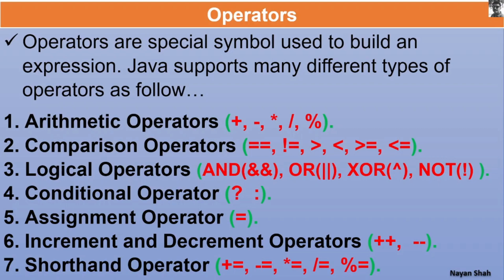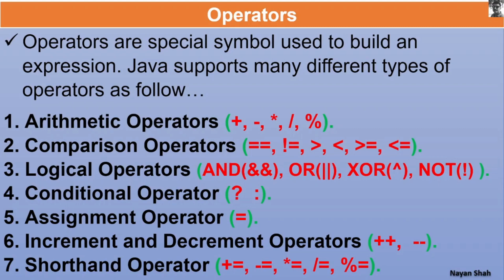There are 6 comparison operators: double equal, that is for equality; exclamation equal, that is for not equality; greater than, less than, greater than equal to, and less than equal to. Logical operators. There are 4 logical operators: AND indicated by double AND, OR indicated by double pipe, exclusive OR indicated by caret sign, and NOT indicated by exclamation sign. Again, AND and OR we discussed while discussing JavaScript for validating form in chapter 2.